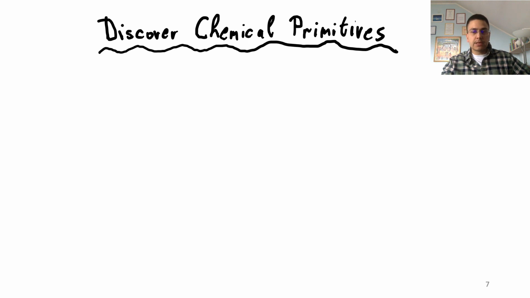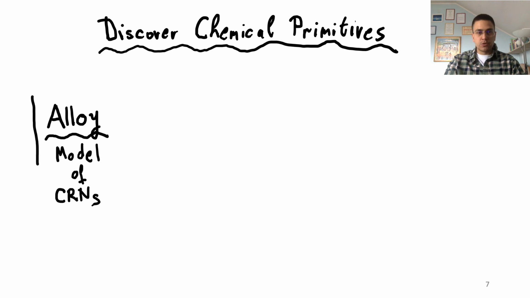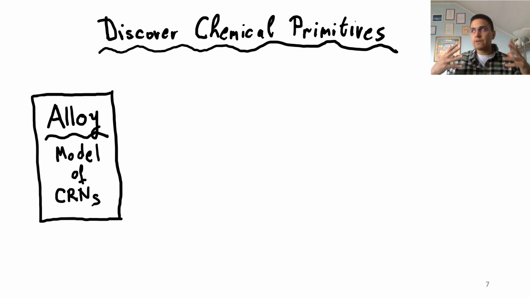So I built a technique that enables discovery of chemical primitives. It basically explores the space of chemical reactions and finds primitives. To do that, I utilized Alloy, which is a declarative language for specifying structural and behavioral properties developed at MIT. And in Alloy, I write a specification of what CRNs mean and what class of CRNs we care about.